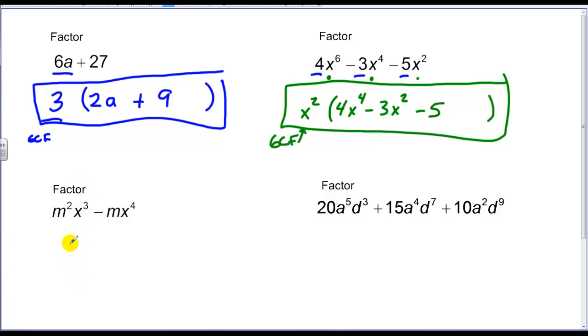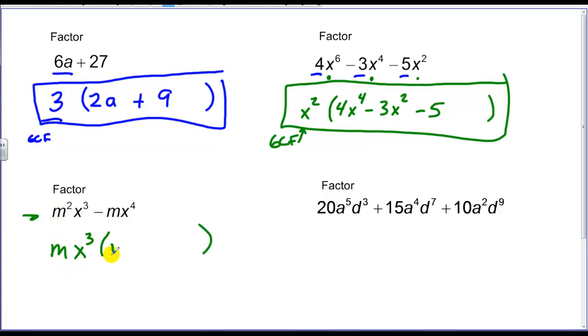Let's move down to this next example. I notice I have m's and x's. How many m's are in common in the two monomial terms within the binomial? I have 1 m in common between the two. And then how many x's are in common? I have 3 here and 4 here, so 3 must be in common. And then I'm going to need to find a term that multiplies to mx cubed, which will give me my original binomial back. So m times what is m squared?